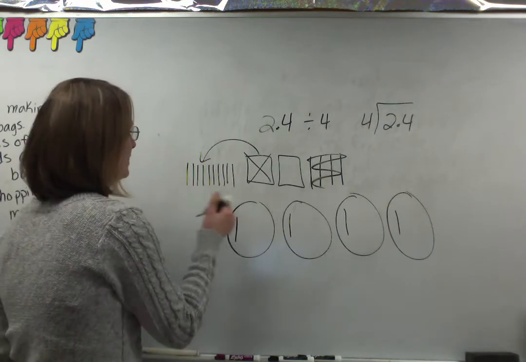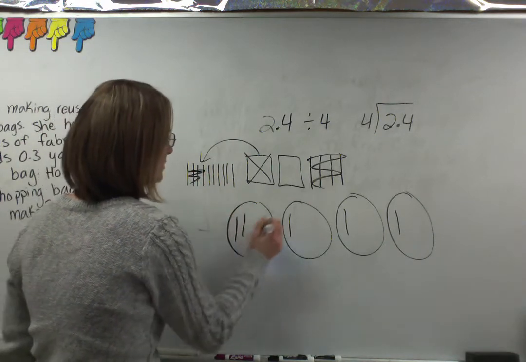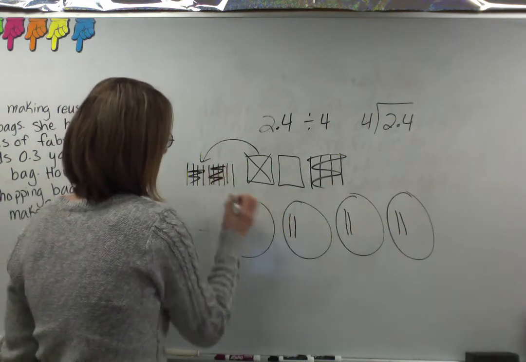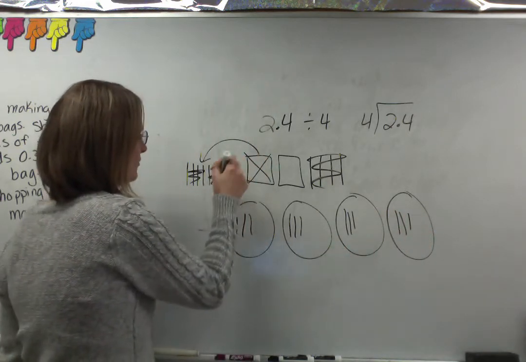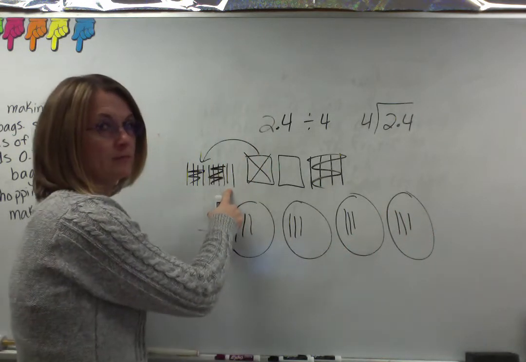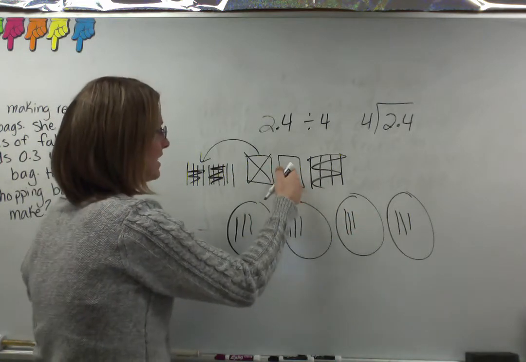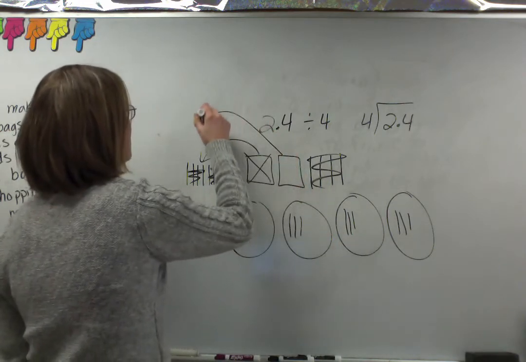Now I'm going to put one in each group. So I have 4 groups. So I'm going to start with 4. 1, 2, 3, 4. One in each group. I'm going to take another 1, 2, 3, 4. One in each group. Now I have 2 left over. Well, I don't have enough to put one in each group. And then I still have this other one whole over here.